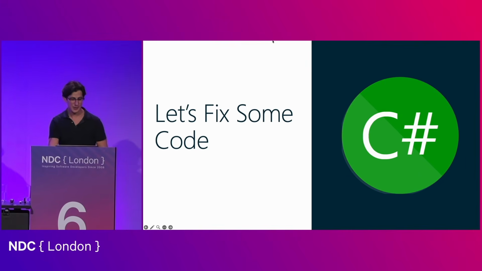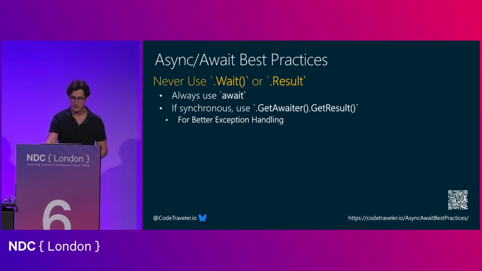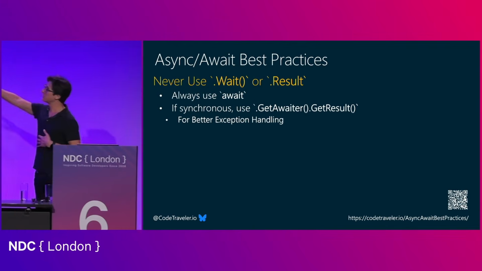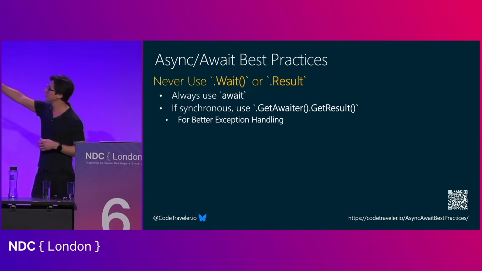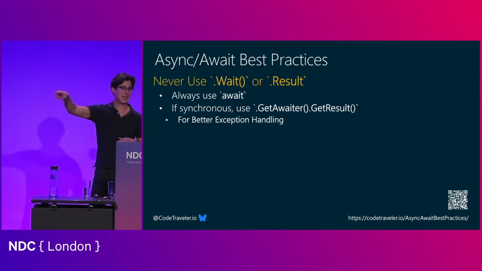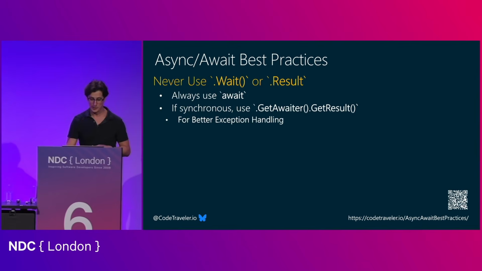OK, we are out of time, but this is just a review, so we'll speed through it. Never use .Wait, never use .Result. If you need to, you can use GetAwaiter().GetResult(), but I highly, highly recommend always using the await keyword.